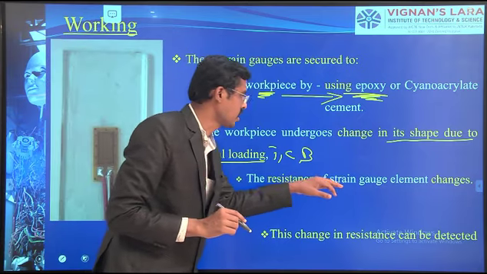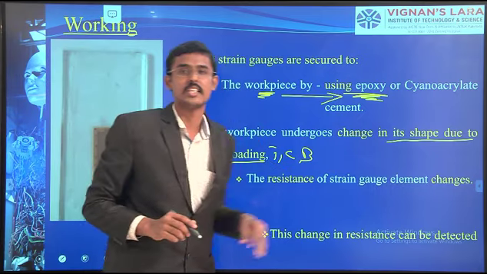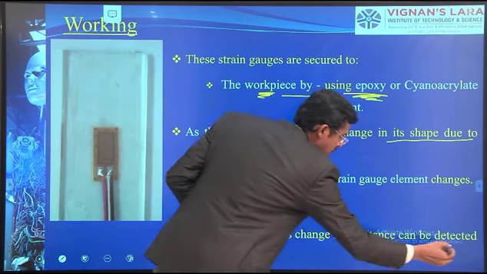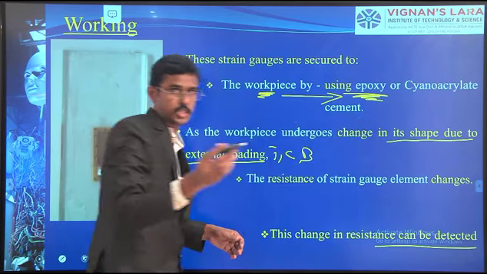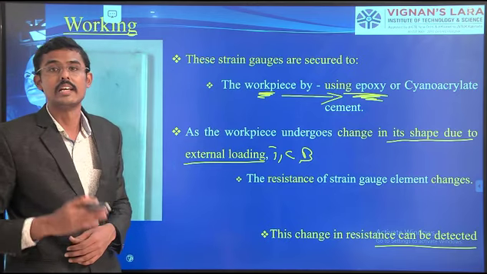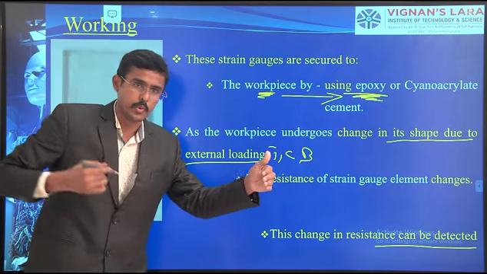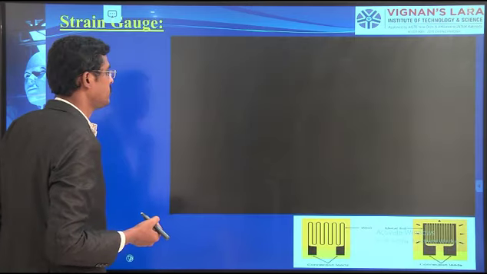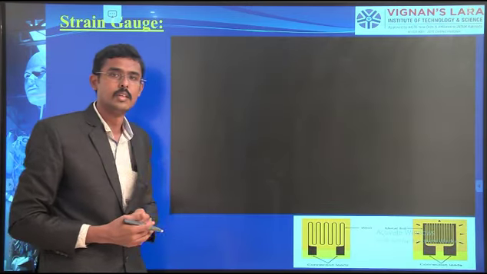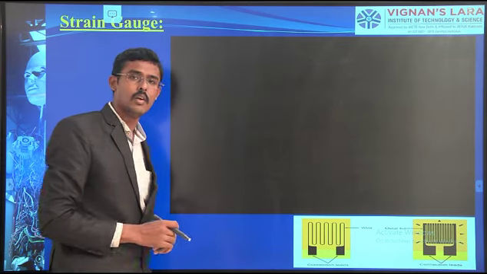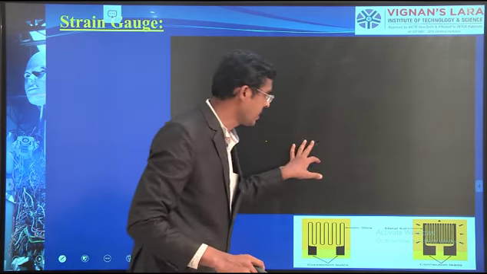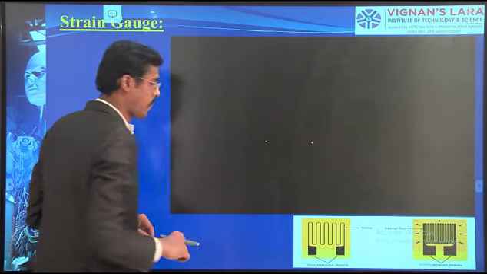The resistance of the strain gauge changes elementally. These changes in resistance can be detected, which is proportional to the change. So displacement is proportional to the electrical resistance. Right here, I am playing a video of strain gauge measurements.